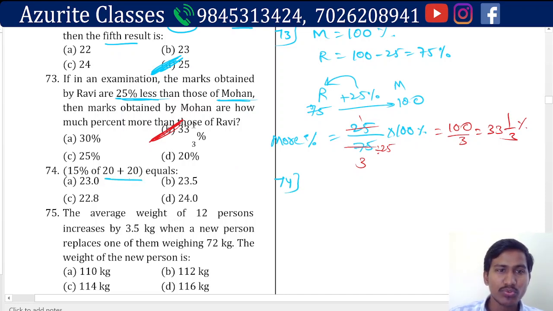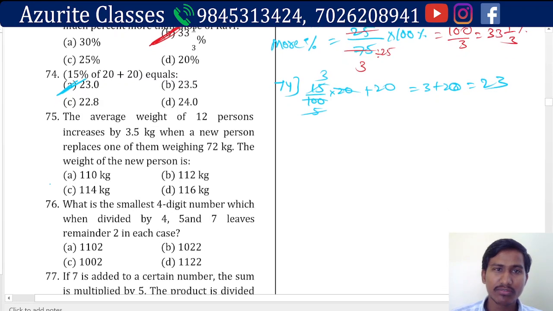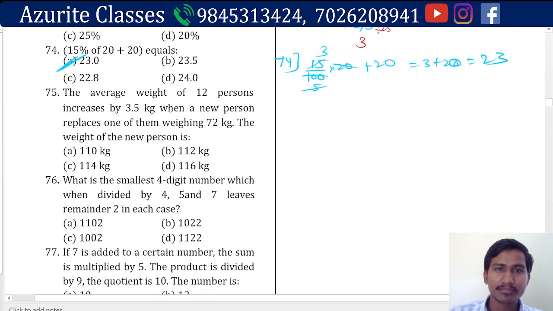15% of 20 plus 20 is equal to, so 15% of 20 is 15 by 100 into 20. So 20 5s are and 5 3s are 15, plus 20. 3 plus 20 is how much? 23 answer. Okay, 3 plus 20 is 23. So that is the answer, option A. Okay, so 23. 74 is done. Next we will go to 75. Okay, now tell me the answer here.